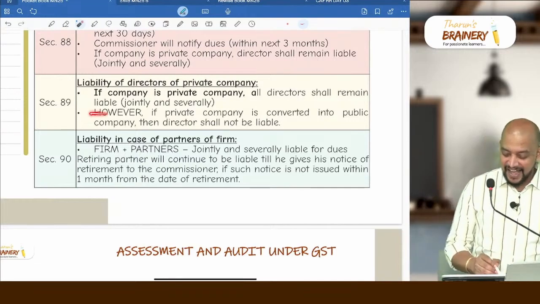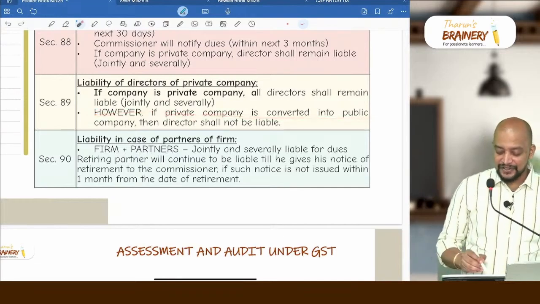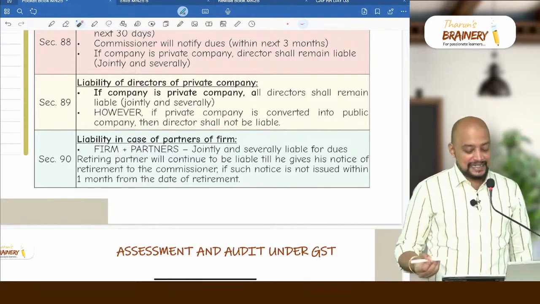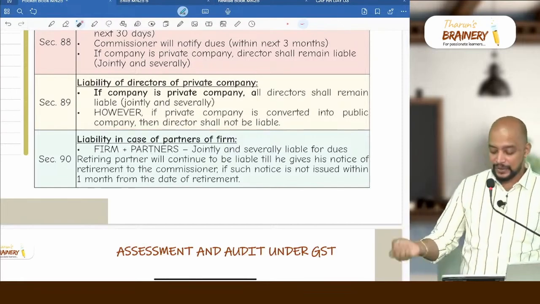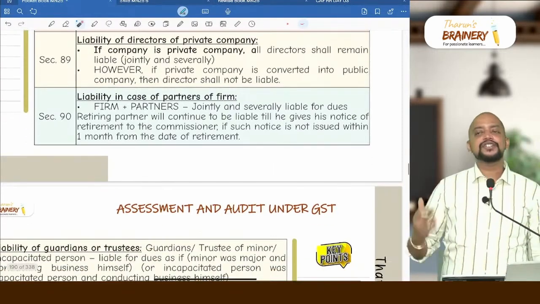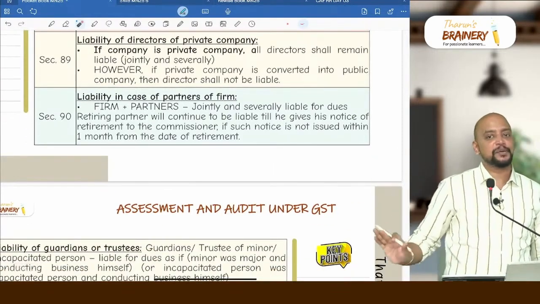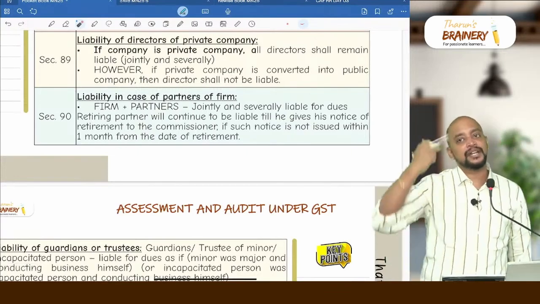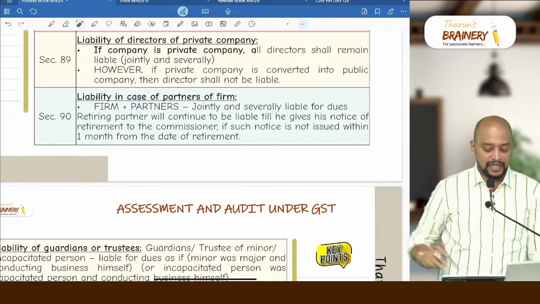Okay, then however, if a private company is converted to a public company, then the director shall not be liable. Why? Because in case of a public limited company, this provision is not applicable. In case of a public limited company, the liquidation process or IBC only will come.